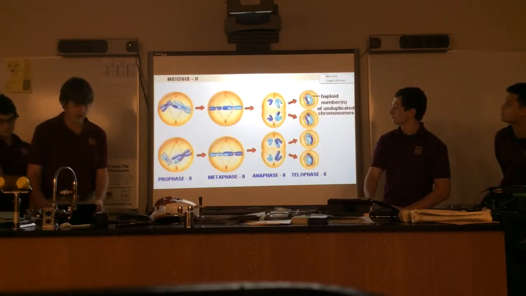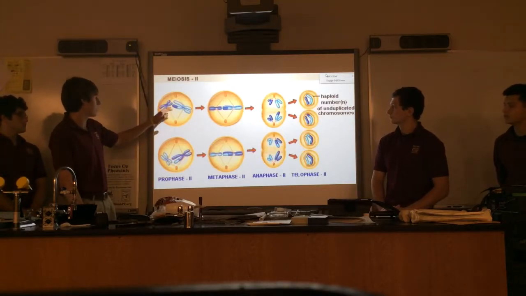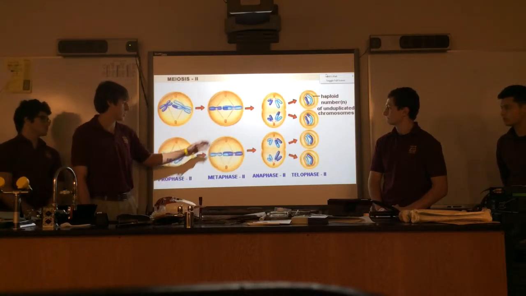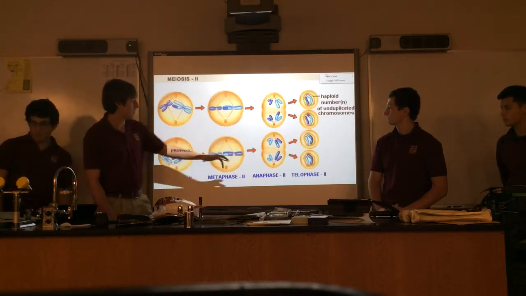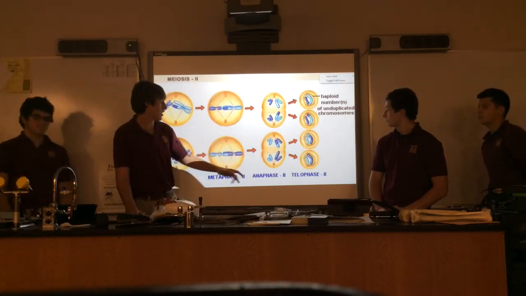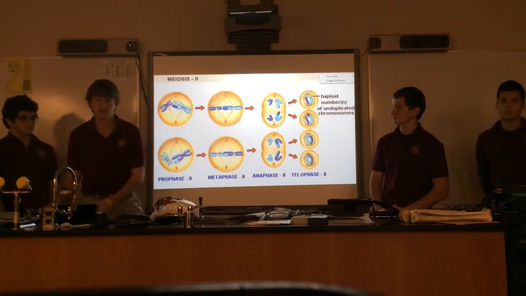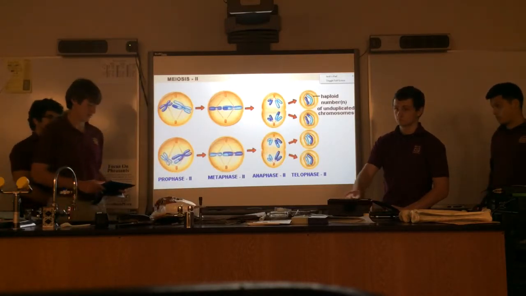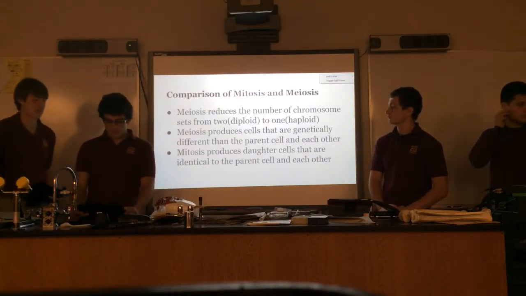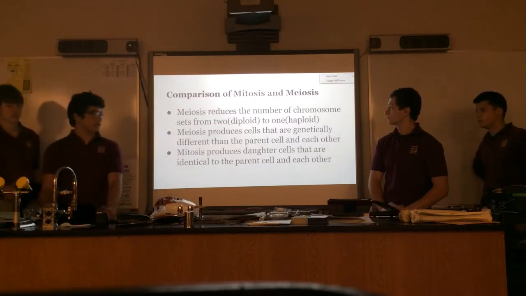And then just to review, we have prophase 2, where the spindle begins to set up. Metaphase 2, where the kinetochores are attached to each pole. Anaphase 2, where the chromosomes split into chromatids. And then telophase 2, where 4 daughter cells are created, which in turn produce the gametes. Like we already went over, meiosis will reduce the number of chromosome sets from 2 to 1.